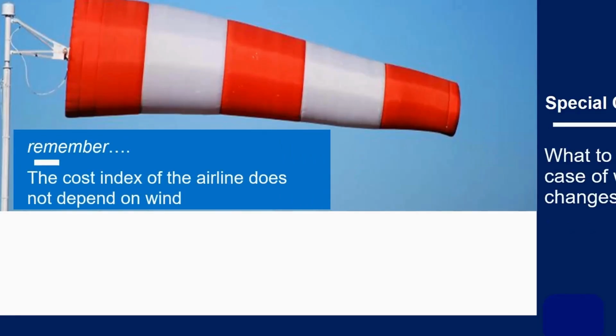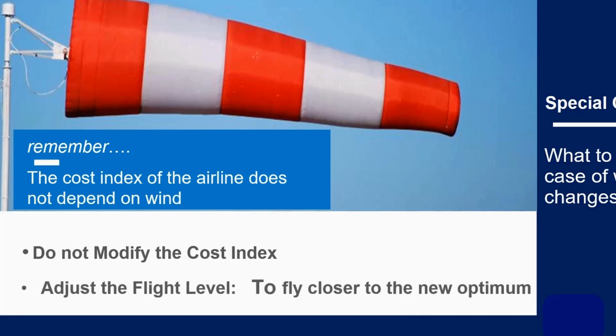Well, firstly, remember, cost index is simply a ratio between time costs and fuel price. Wind does not come into the equation, so does not change cost index. So the answer is, if the winds you encounter differ from those on the flight plan, fly at cost index and simply, if needed, deviate from the flight plan flight levels to fly as close as possible to optimum flight level. And check your FOB at destination.